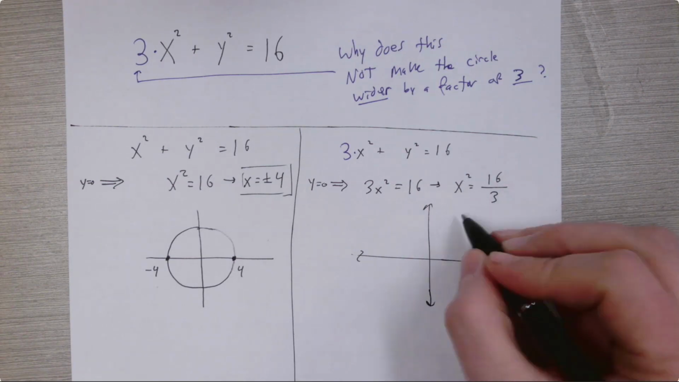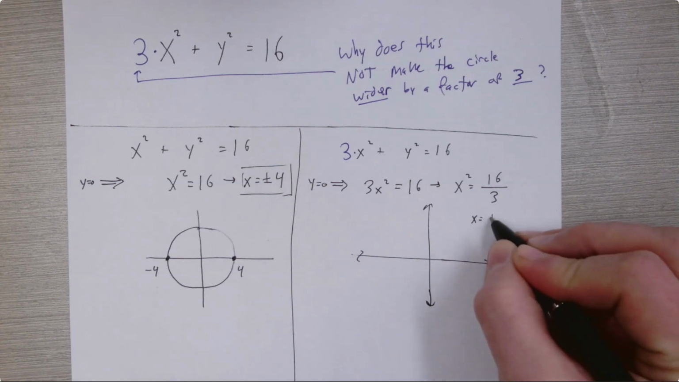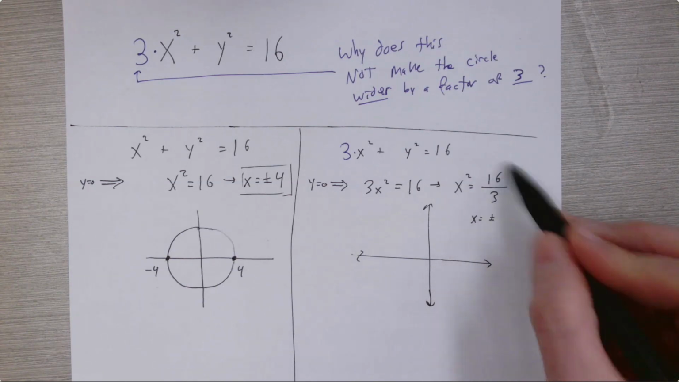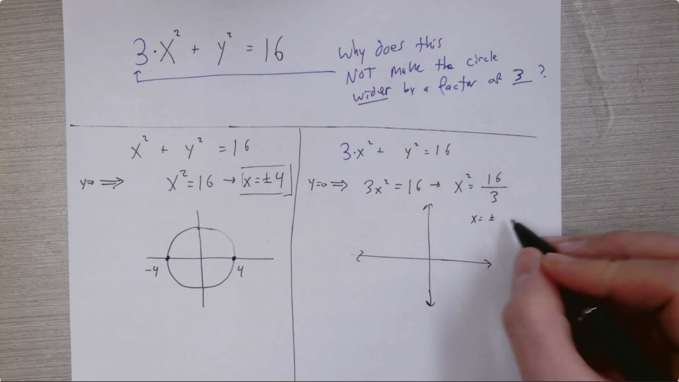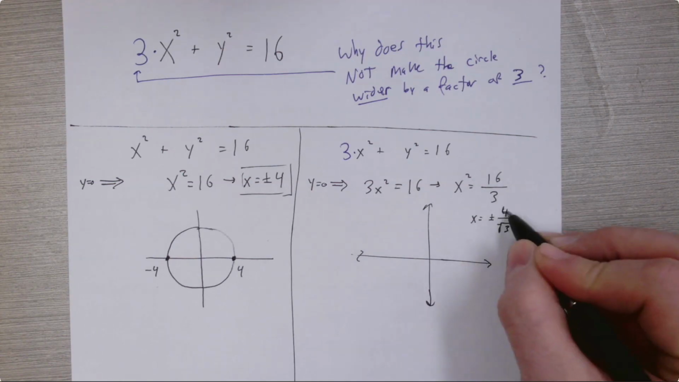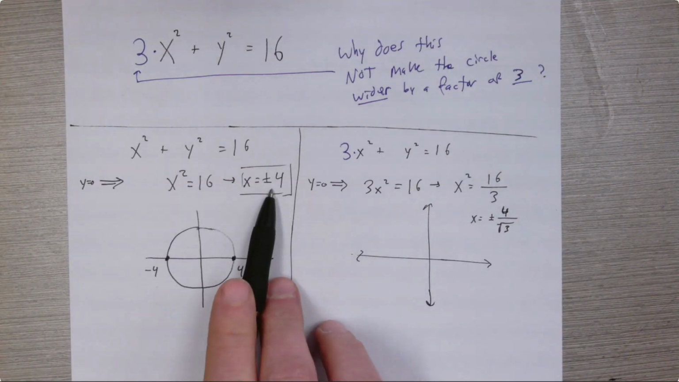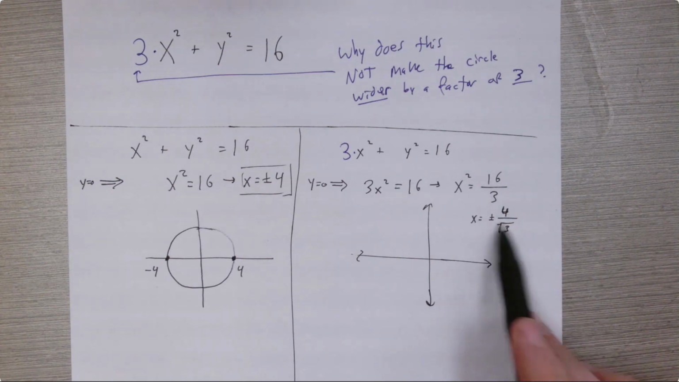Let's go ahead and solve it the rest of the way. So I'll take the square root on both sides. Now I've got x is plus or minus the square root of this whole thing. The square root of the numerator is just going to be 4, and the square root of the denominator is root 3. Okay, so now time for the comparison. Here I had plus or minus 4. Here I have plus or minus 4 divided by something.